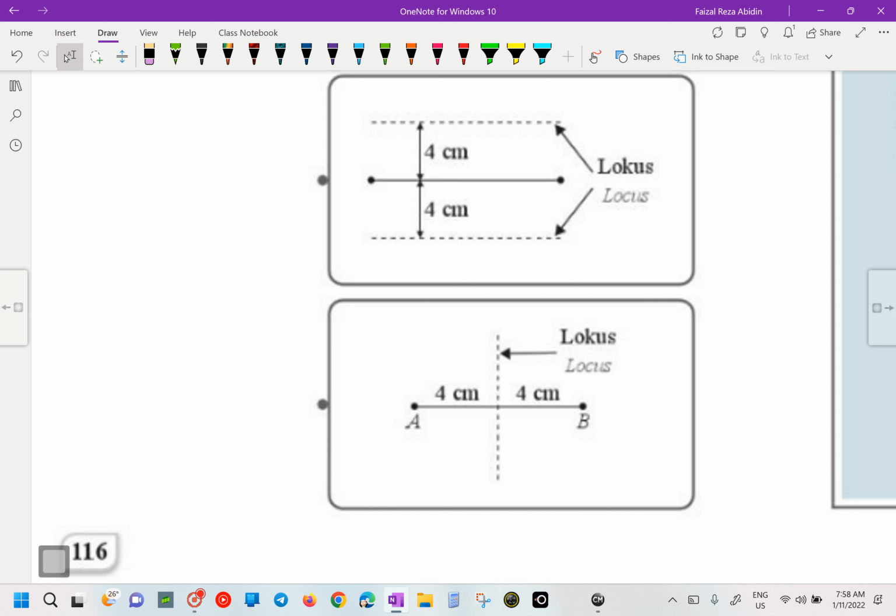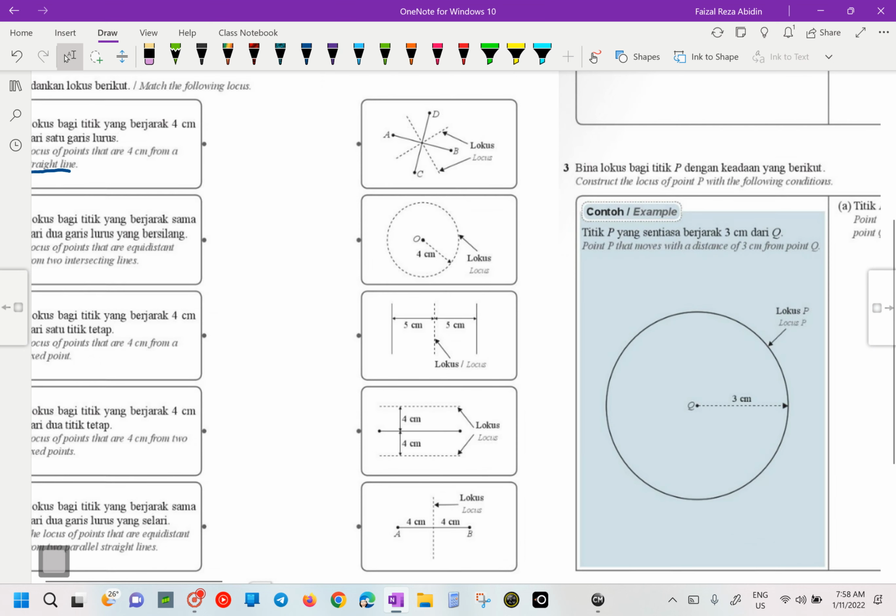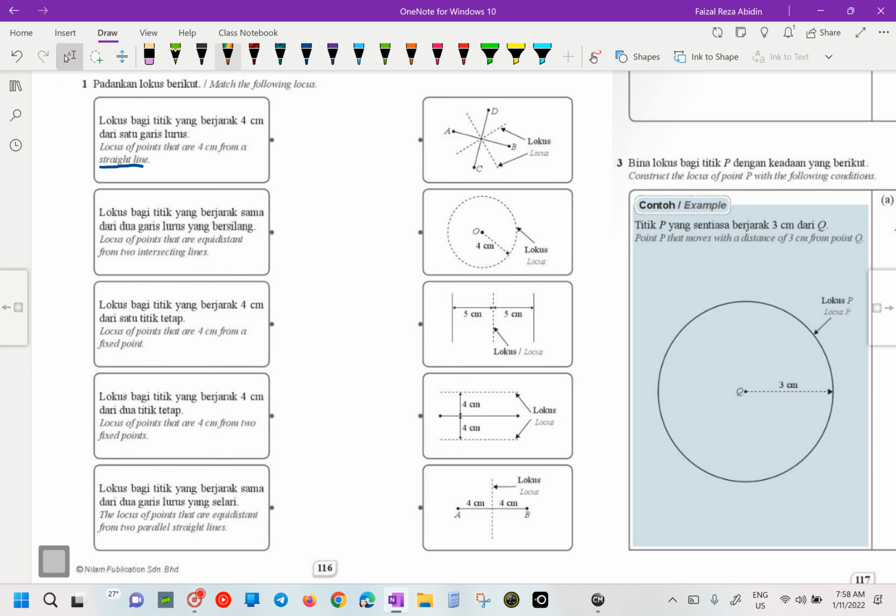That one is 2 point, girls. That one is 2 point. A, B. One straight line is going to be up here. Okay. I think I want to do it like this. Number 1, number 2, number 3, number 4, number 5. We are going to match to A, B, C, D, and E.